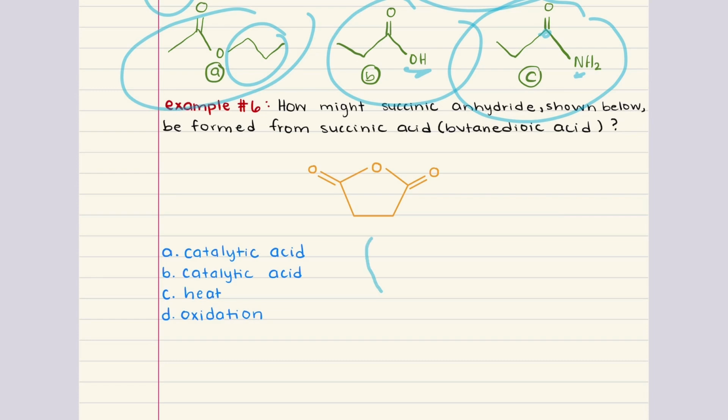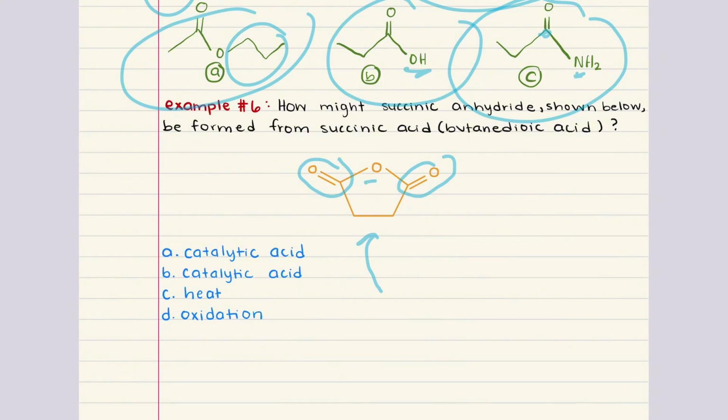Problem 6 says, how might succinic anhydride, shown below, be formed from succinic acid, aka butane-dioic acid? The structure that's shown here is a 5-membered ring with 2 carbonyl groups that are connected by an oxygen atom. This tells us that we're forming a cyclic anhydride from a dicarboxylic acid. When 2 carboxylic acid groups are on the same molecule and they're positioned close enough, they can actually react with each other to eliminate water and form a ring. This is an intramolecular condensation reaction.